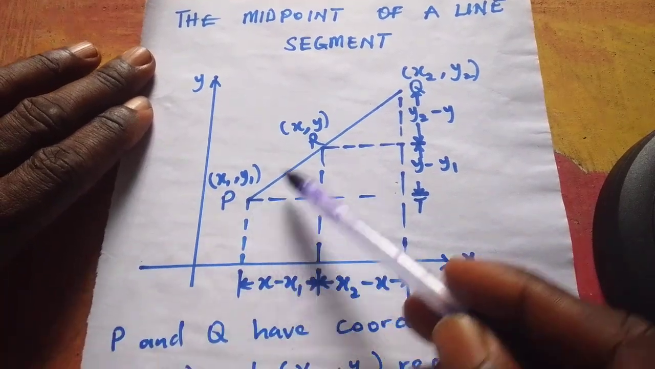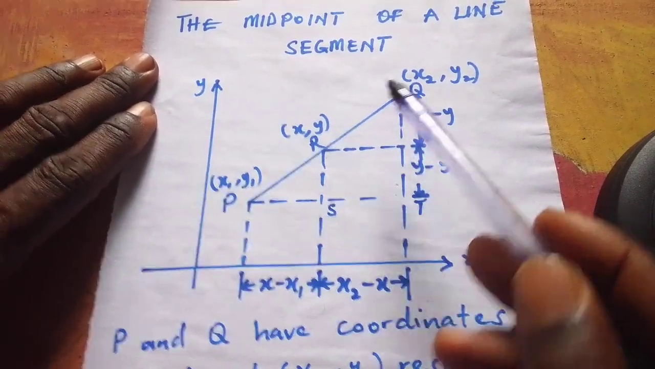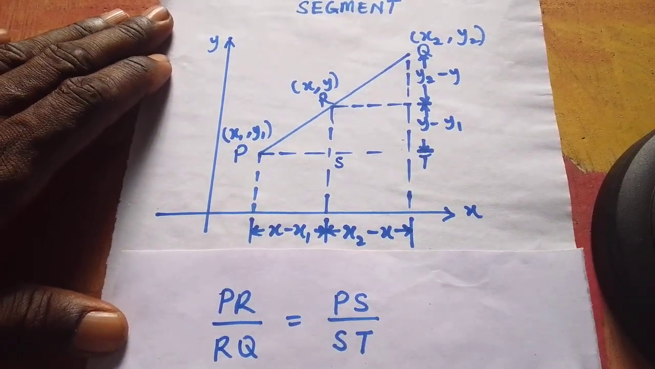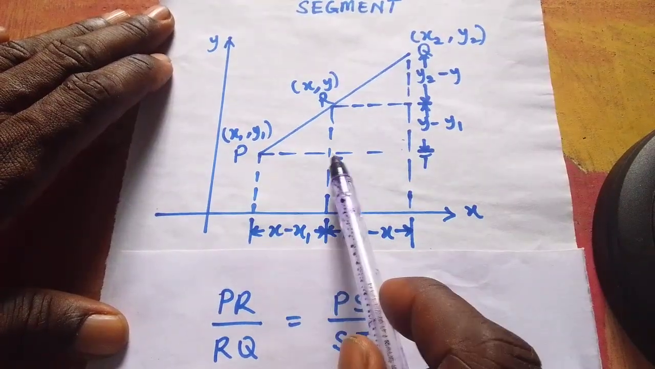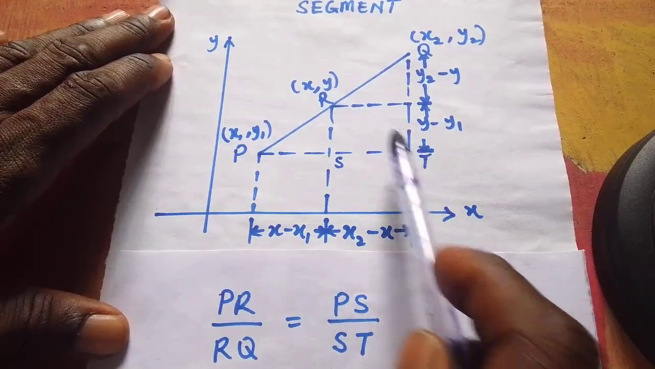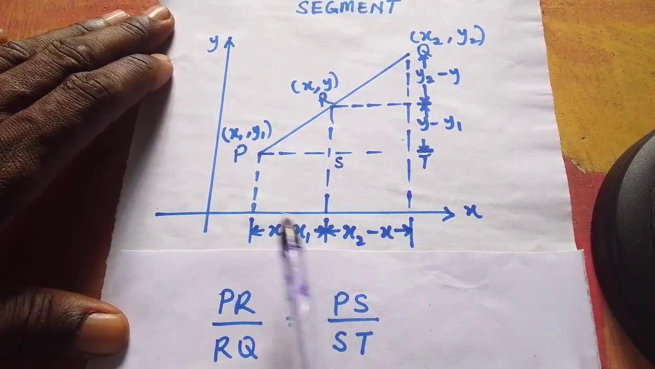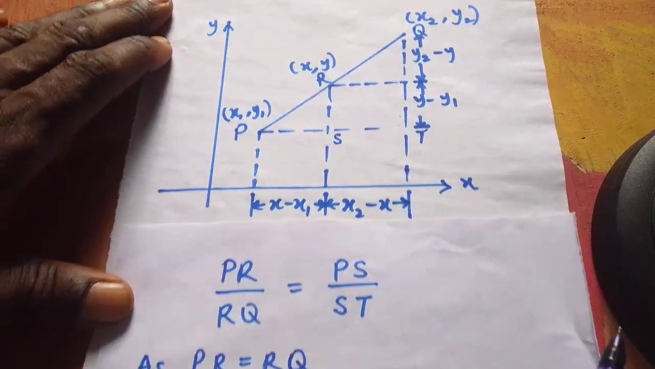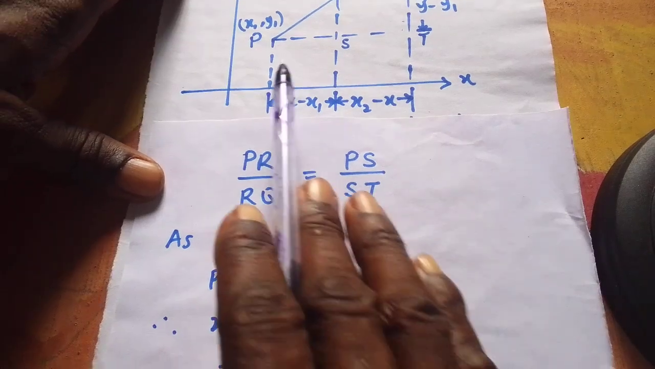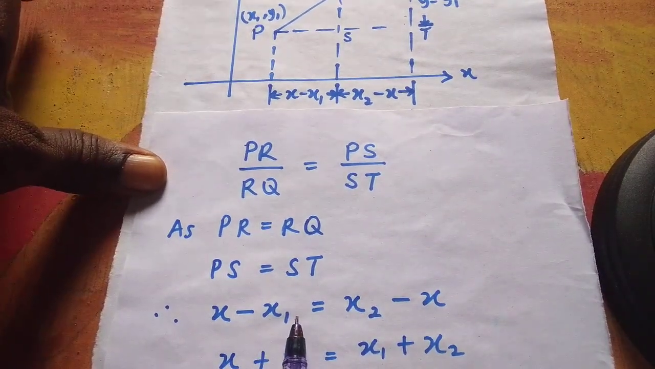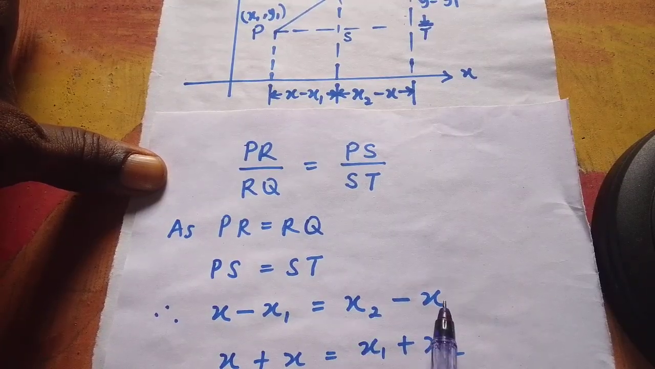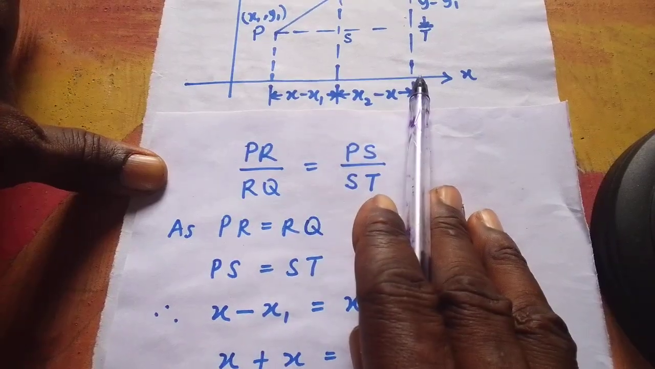You realize our PR over RQ is equal to PS over ST. Then our PR and RQ are equal, and our PS and ST are equal. So our PS is what? x minus x1, and my ST is x2 minus x.